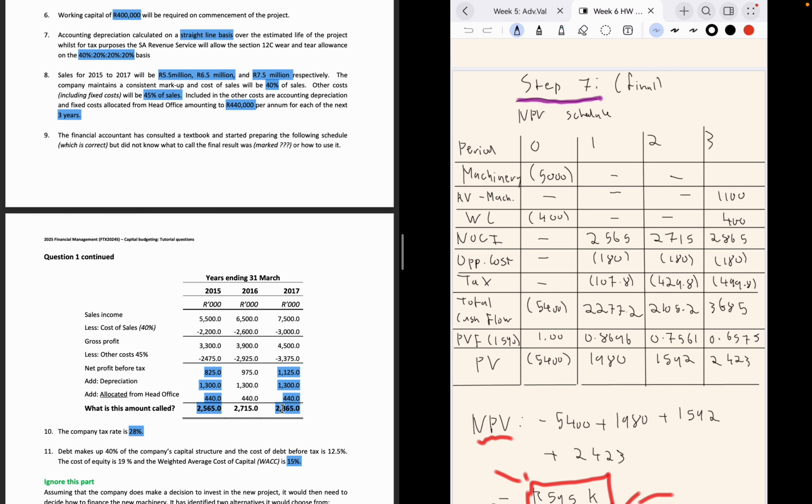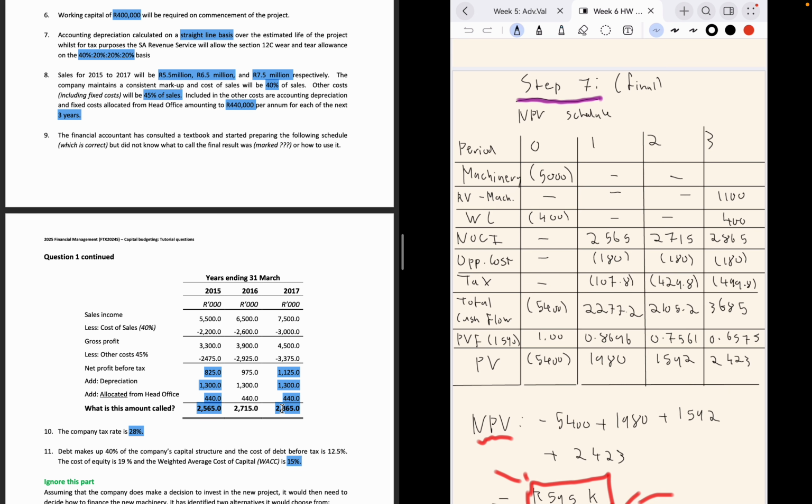The machinery cost us 5,000. So this is also in thousands, so don't get confused. When you see 5,000, add 3 zeros, it's 5 million. So machinery is 5,000, working capital is 400. Our total cash flow is thus negative 5,400. So everything you see in brackets, that's negative. So we present value it at just 1, because if you say 5,400 over 1.15 to the power 0, that's just 1. So the present value is 5,400.